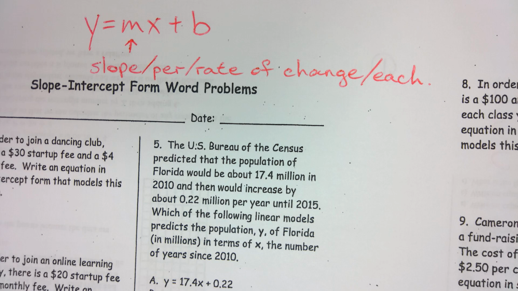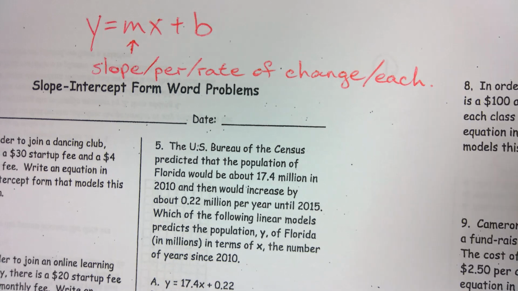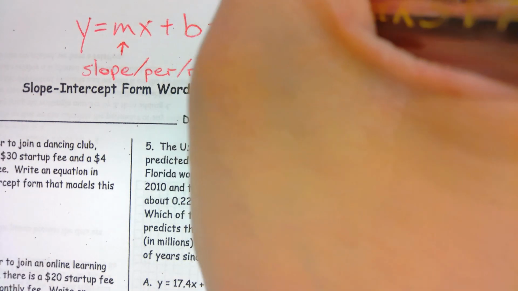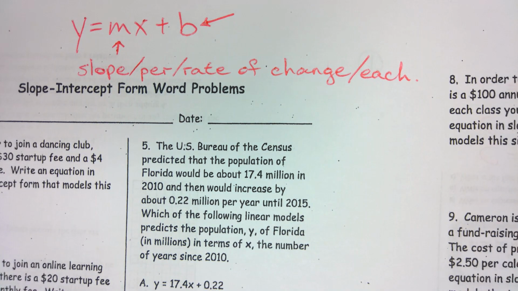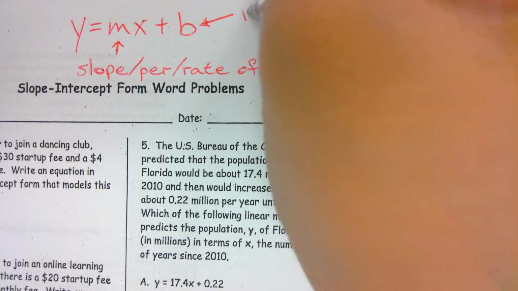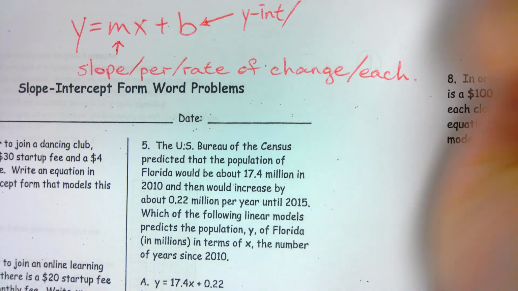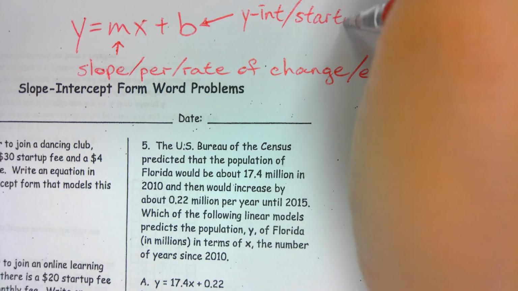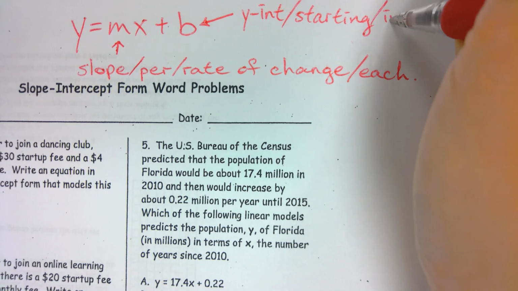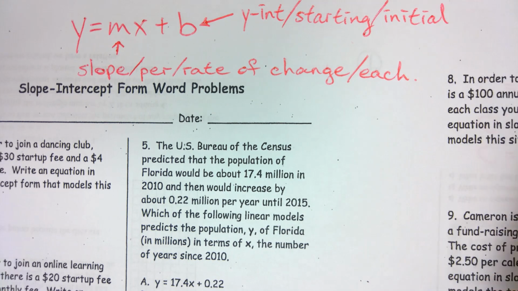First difference is from your Y column. But if your x is not going up by ones, then it's not your first difference. Okay, and then what about b? What does b represent? Yep, the y-intercept. In word problems, it's like starting. Starting, good. Starting value, initial value.